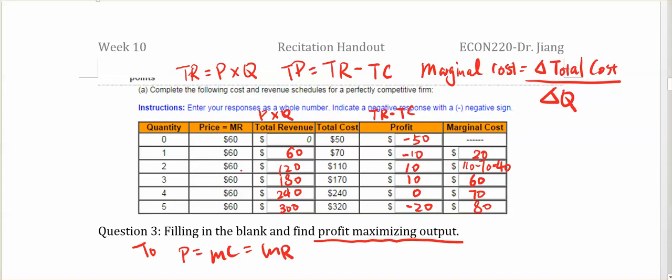Now what we will do is look at the marginal cost column and try to find which value equals 60. So we find it, that's here. Corresponding to marginal cost equal to 60, we found that the output is 3. So the answer for the second part of this question, the output which maximizes the profit, is equal to 3.